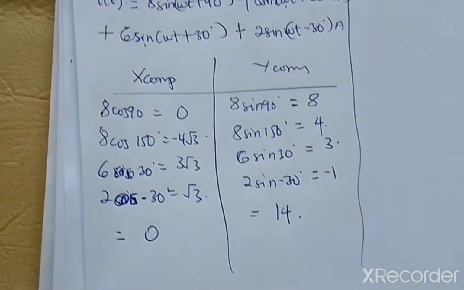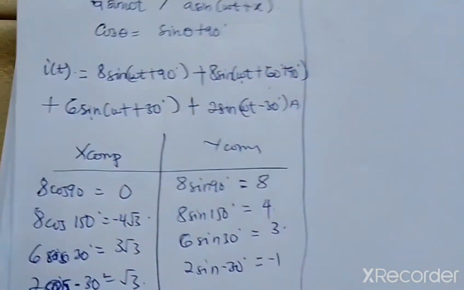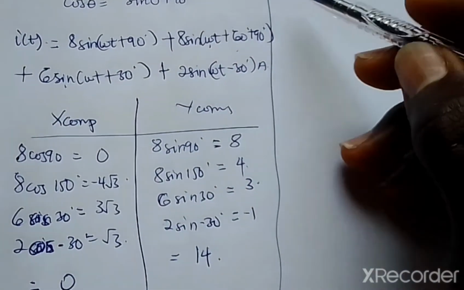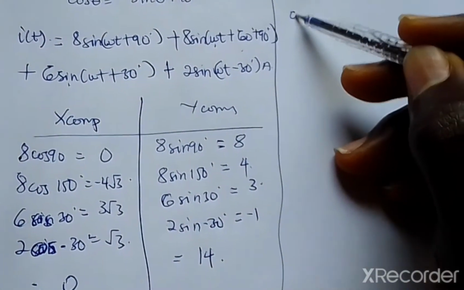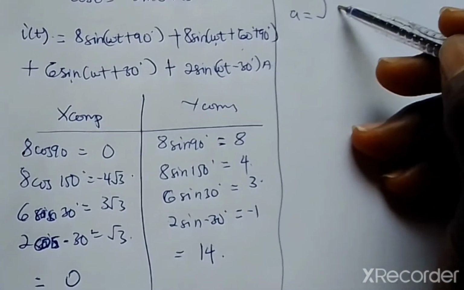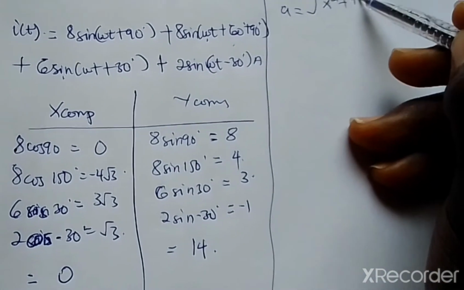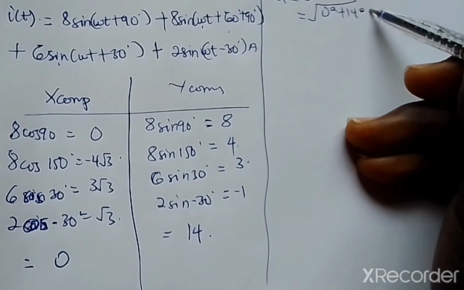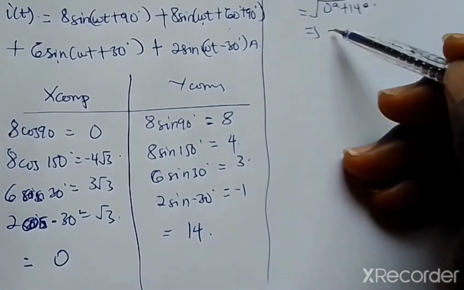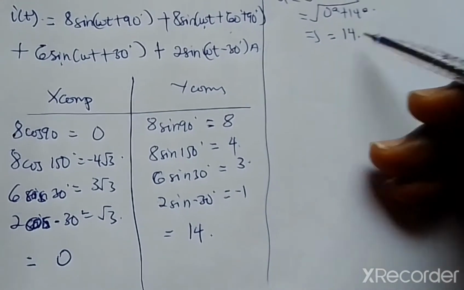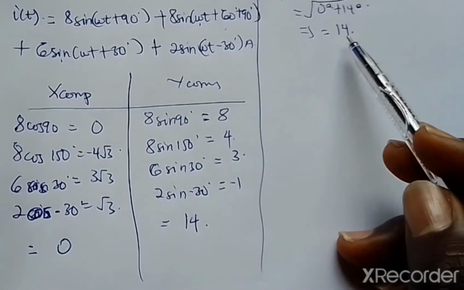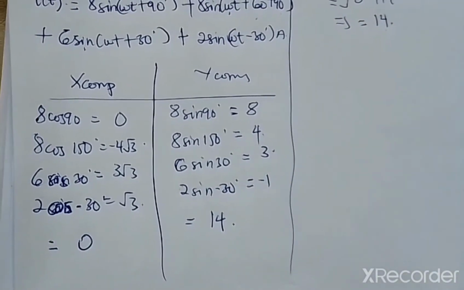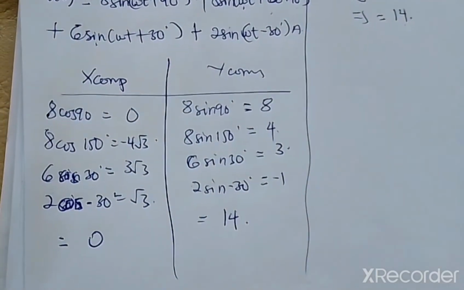So to express this back as the waveform, we are going to have the magnitude of this, that is the amplitude, going to be the square root of the x part squared plus the y part squared. So this will be equal to the square root of 0 squared plus 14 squared, and this is equal to 14 itself. So that will give us the amplitude of the final waveform.